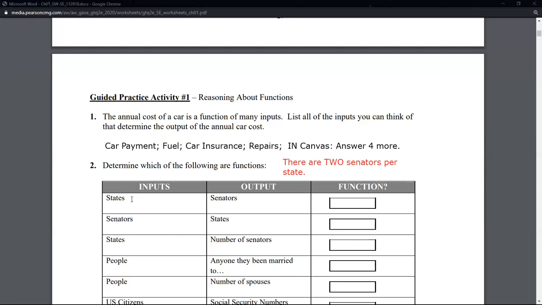So let's say I plugged in, let me go to draw just to make this easier now. Let's say I plugged in Virginia. Virginia has 2 different senators. The outputs would be, again, Mark Warner or Tim Kaine. So I'm just going to write W and K. Your senators are W and K, Warner and Kaine. So if I plug in Virginia, one answer is Mark Warner and another answer is Tim Kaine. Well, that's a problem in terms of functions.